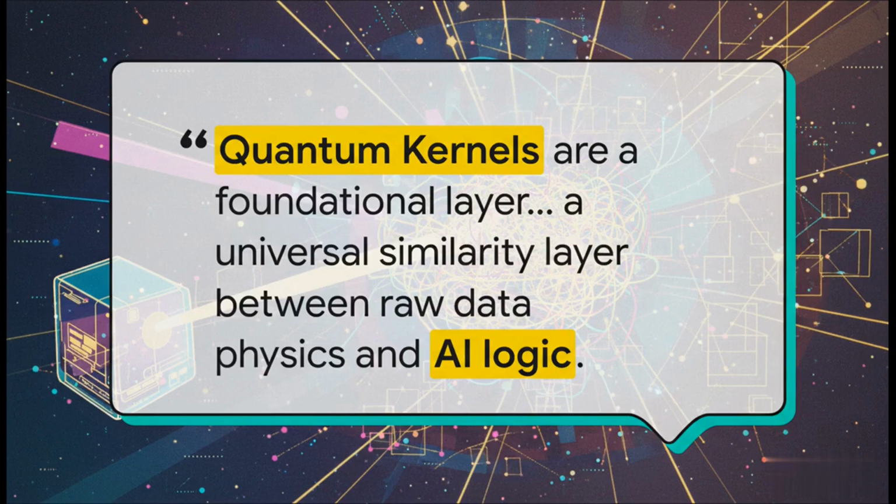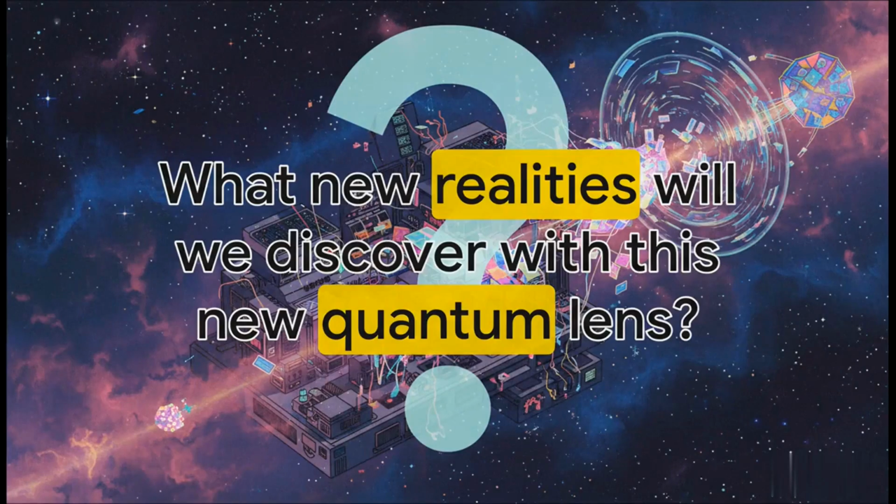Quantum kernels could literally become this universal bridge, translating the messy physics of raw data into the structured language that high-level AI understands. So the crucial point to take away from all this is that quantum kernel methods offer a profoundly new way to see and understand data. By harnessing the strange and powerful rules of quantum mechanics, we might just be able to uncover patterns in the universe that have always been there, but were completely hidden from our classical view.